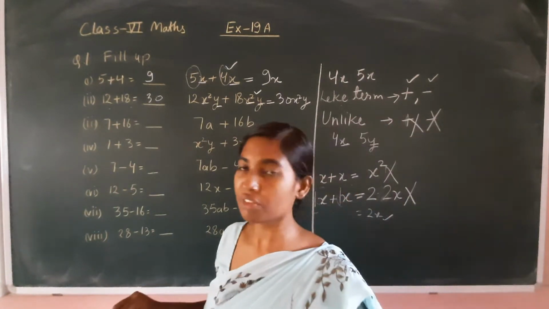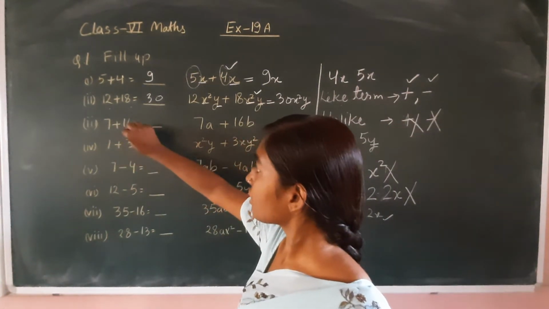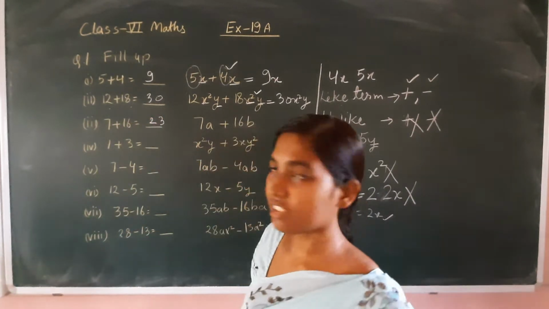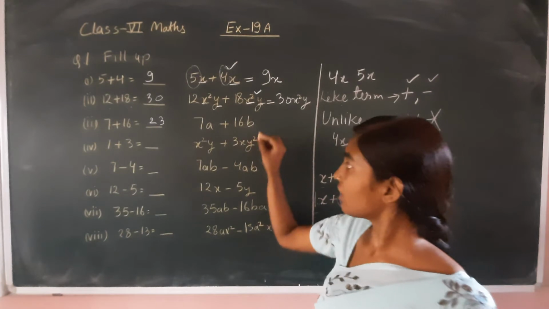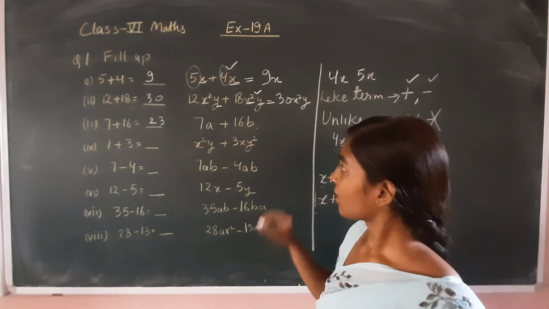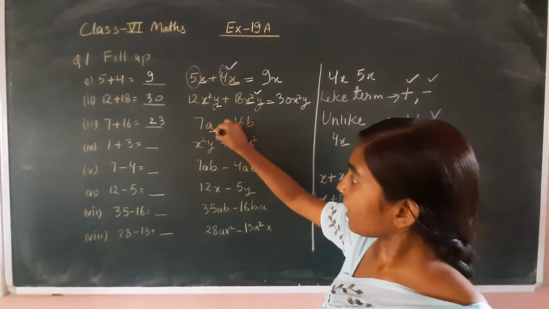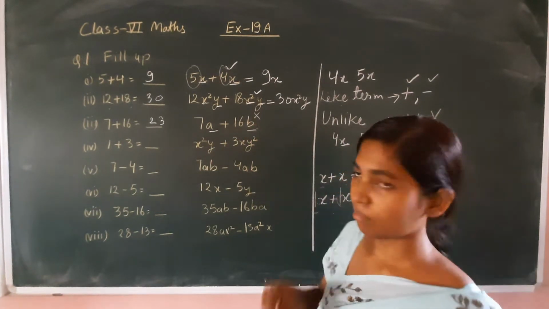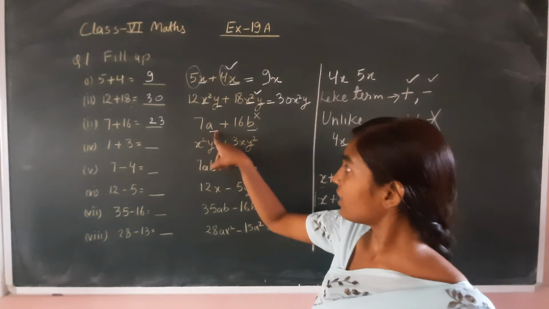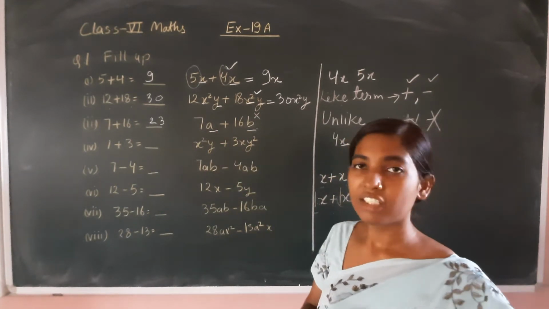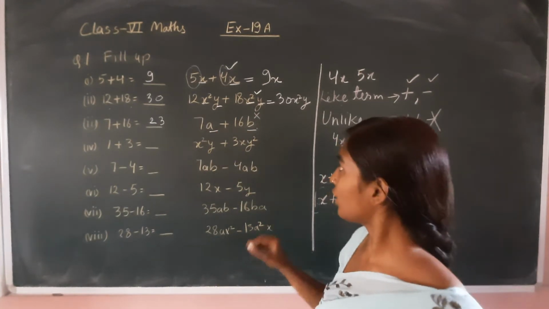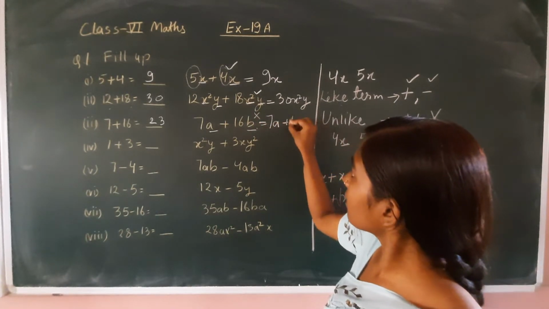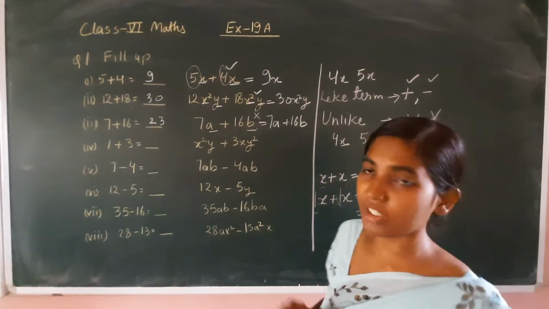Now come to the next one. 7 plus 16. It will be 23. Now come here in algebra. Here is a and here is b. They are not like terms. Here is a, here is b. Means they will not get added, they will not get subtracted. So the answer will be 7a plus 16b. This will be the answer.